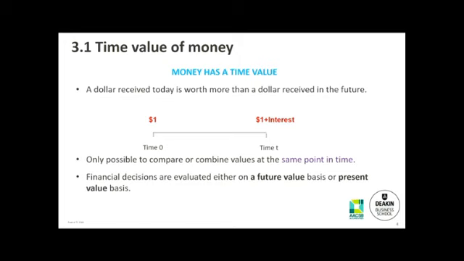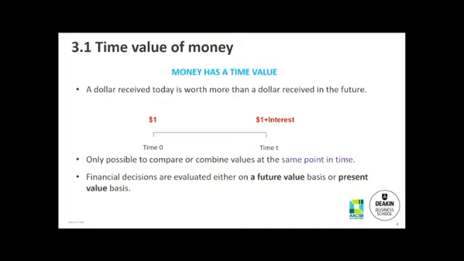For example, today there is a project. This project will give me $1 cash flow in year 1, $1 cash flow in year 2. How much is the total value of this project? $2? No. Why?